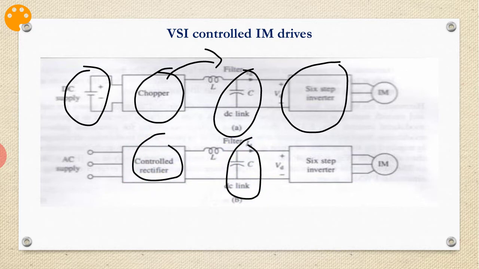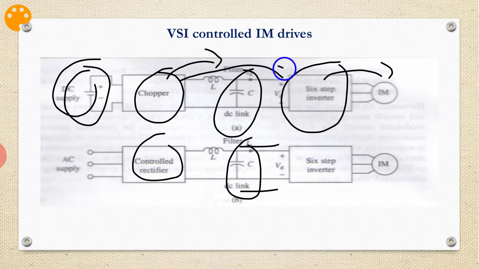It gives a voltage here, and the harmonics in the DC link voltage will be filtered out. Now it is given to the 6-step inverter, and the inverter is connected to the induction motor. I conclude here: DC is a fixed supply, and the chopper is used to convert the fixed DC to variable DC. It is given to the 6-step inverter through the electrolytic filter capacitor, and it is connected to the induction motor.